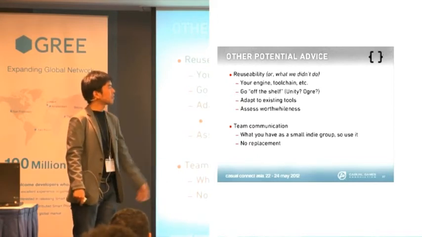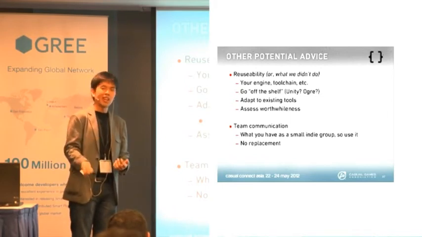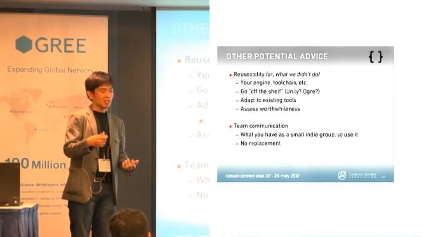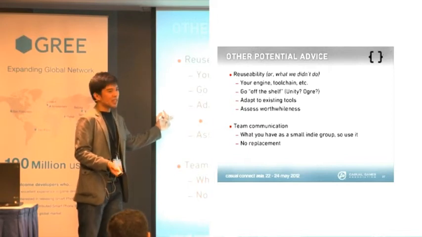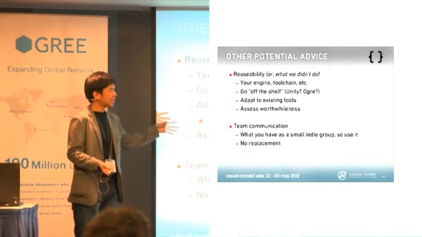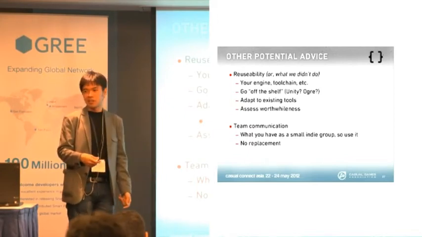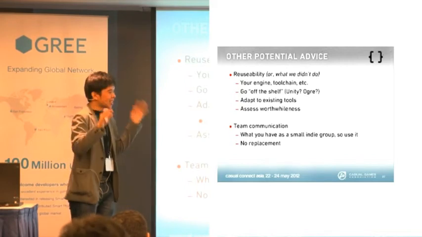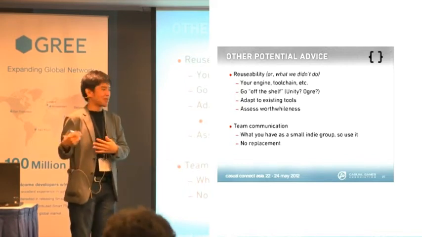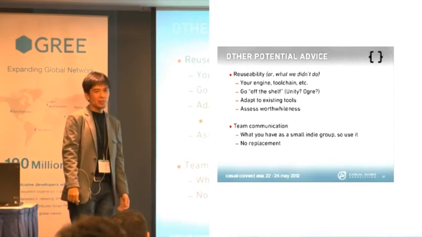An alternative, of course, is to go off the shelf. Use something like Unity or Ogre or one of the many other engines. And this will help you get up to speed really quickly, but at the cost of flexibility. If there are existing tools, adapt to them. So if there's something that's better at packing textures, use that. And if your external tools are crappy, like Autodesk Maya or Modo or what have you, avoid them because they only give you headaches when you try to adjust to them. And of course, always assess whether something is worthwhile.